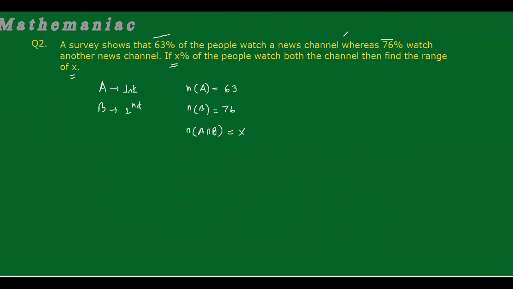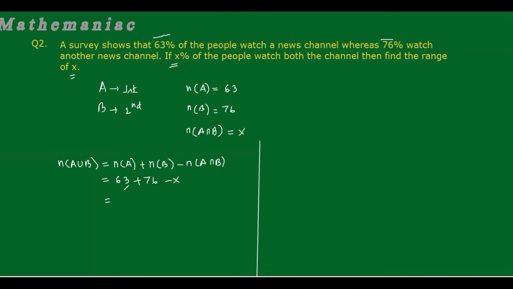Now we have to find in which particular range this common number of persons belongs. When I explained the set theory, I used some restrictions, or limitations, on the number of elements of A union B, A intersection B, etc. First of all, find what is A union B, because A union B is going to give some relation where X will be involved. So this is 63, this is 76, this is X.